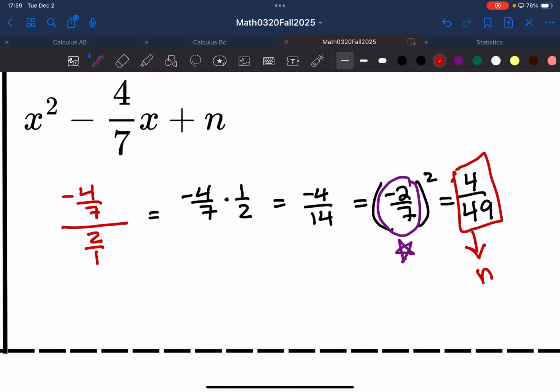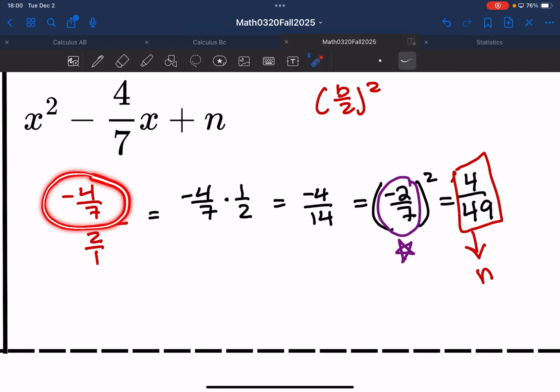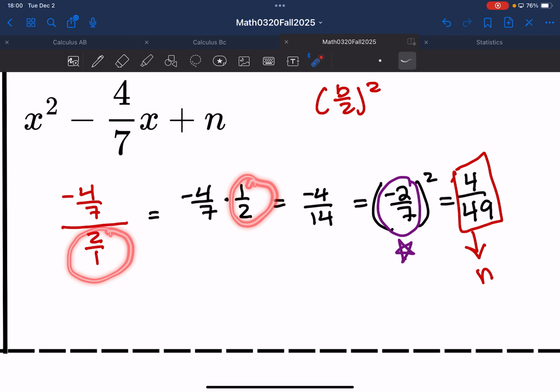How do we divide it by 2 or 1? So the formula is b divided by 2 squared. Since our b value was this fraction, when we're dividing a fraction, it's easiest just to turn that number into a fraction, right? And then we multiply by the reciprocal, so the reciprocal of 2 over 1 is 1 over 2.